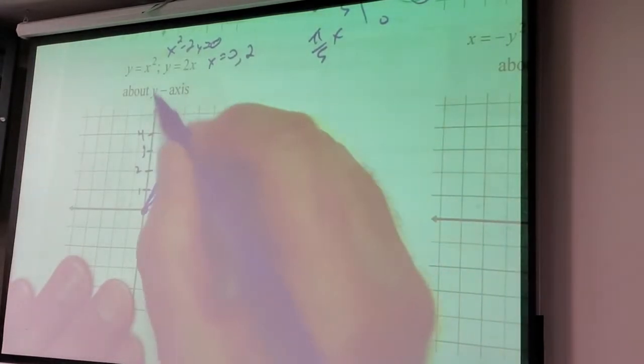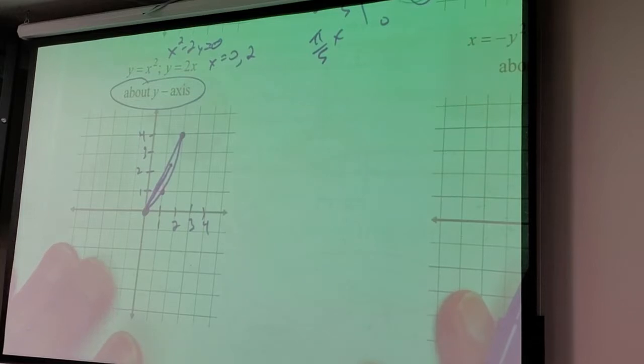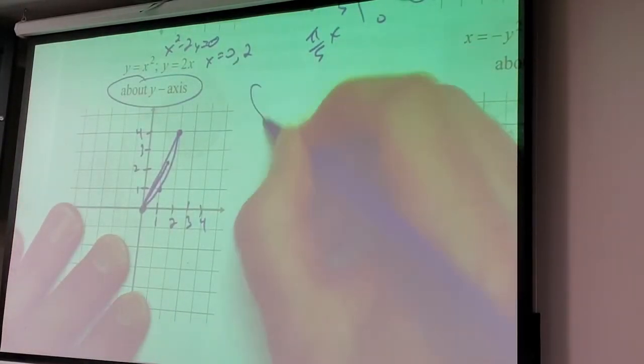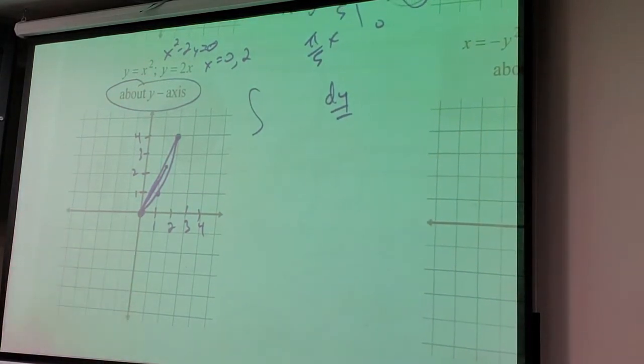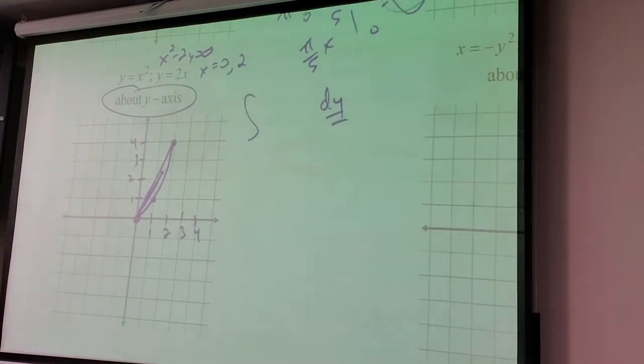And I'm going around the y-axis. So if I want to use discs or washers, what would my integral have to look like here? dy. I like it. Which means all of the functions I put inside of it need to be functions of y. Okay, I like it. Let's just keep going.